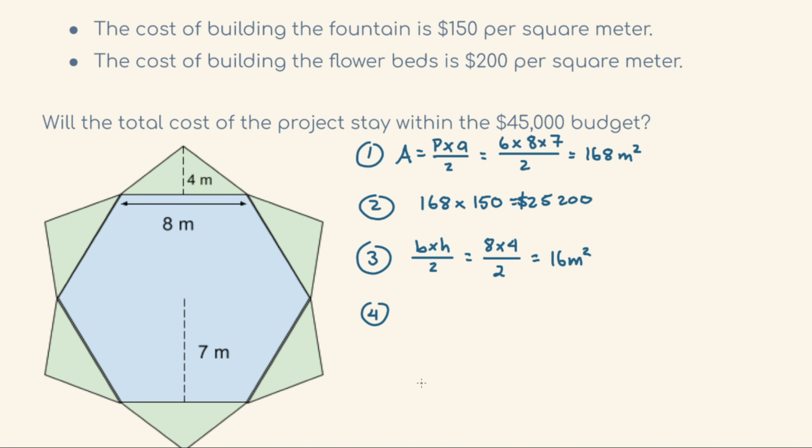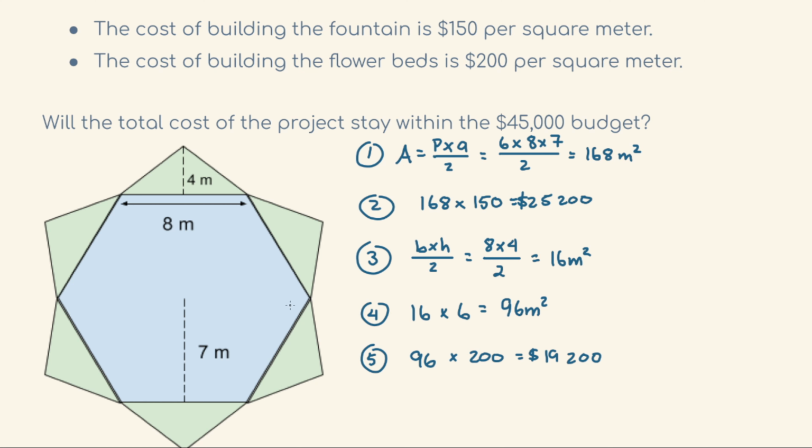Now step 4, okay, is to take that 16, that area, and we're going to multiply it by 6 to get the area of all of those flower beds. That's going to come out to 96 meters squared. Now step 5 then is to take that total area, the area of all of those green triangles, and multiply it by the cost of building the flower beds per square meter, right? So multiply by 200. And that's going to come out to $19,200.